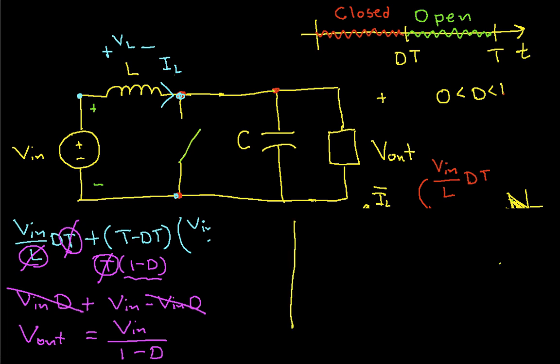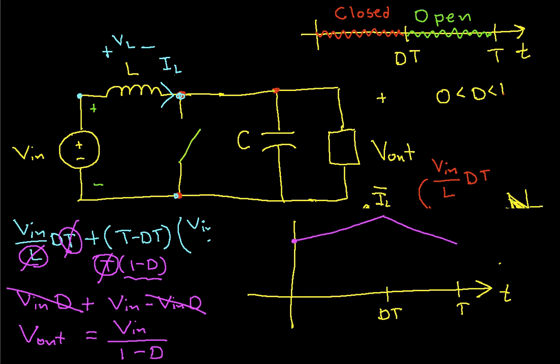Our analysis would look the same if we started the current at some arbitrary value, and then it goes up with the slope Vin over L, and goes back down to this same value. That doesn't change our analysis at all, because our analysis of the inductor current has been based only on slopes, and so we can change the starting point arbitrarily, and our analysis still holds. Now you may ask yourself, why would we want to do that?